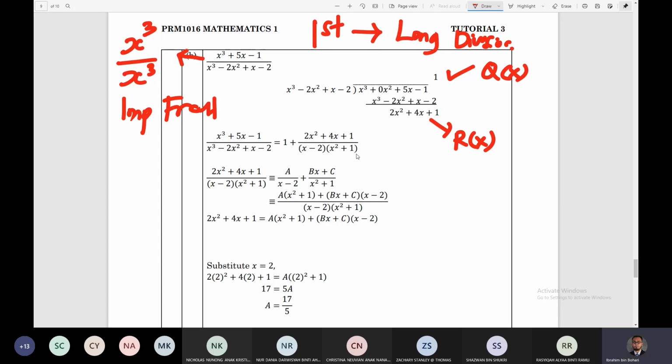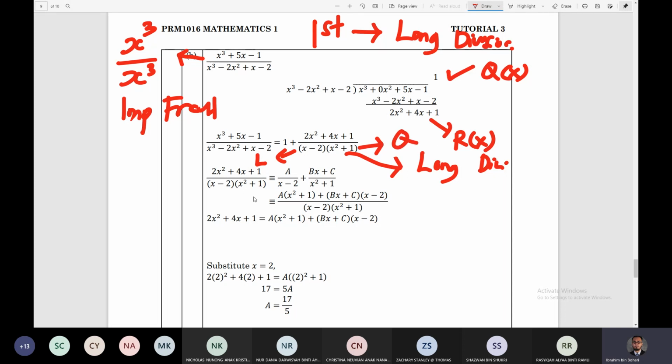Yang ini macam mana saya dapat ni? This one, you pakai long division. Long division, okay? x cubed minus 2x squared plus x minus 2 divided by x minus 2. Dapat jawapan, ya? Yeah? Okay, settle. And then write down the fraction. First here, x minus 2. Ini saya tunjuk kembali. This one is the linear. And x squared plus 1, here is a quadratic denominator.